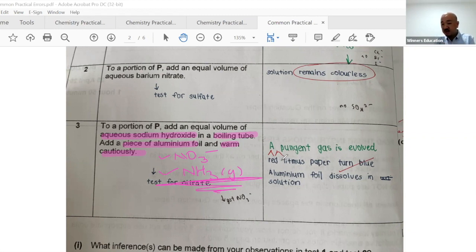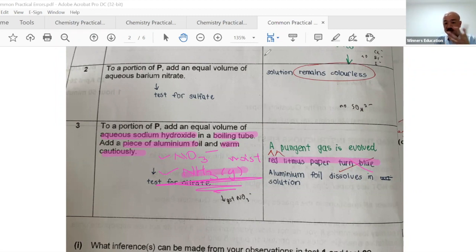She goes and tests it. She says, oh, litmus paper on ammonia, right? She actually got it wrong. Should be moist, right? She didn't even write moist. Moist red litmus paper turned blue. The teacher should mark her wrong. All right. So by right, this one mark.